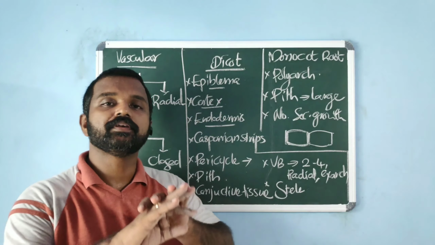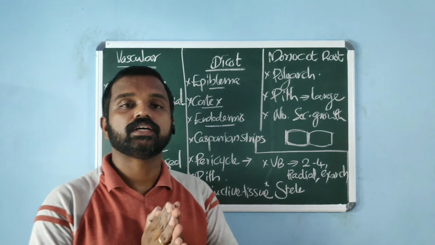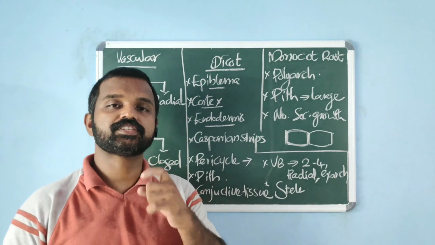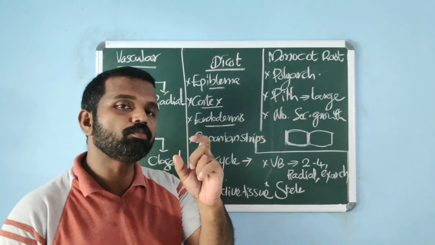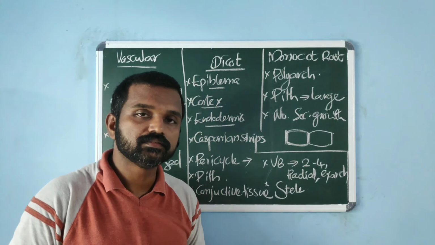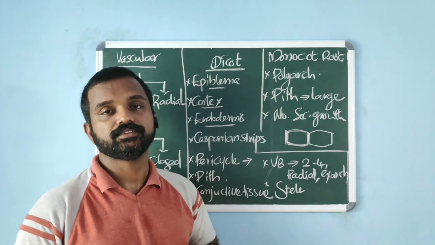Closed bundle means cambium is absent. Then next, the anatomy of plant organs. First, the root, starting with the dicot root. The outermost part is the epiblema, nothing but the epidermis of the root, and it has root hairs.